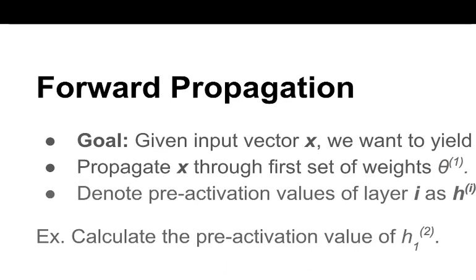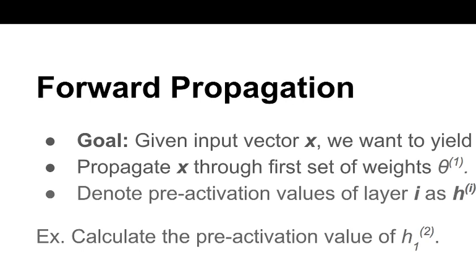And what's the goal of forward propagation? Given the input vector, which is just a regular vector, real valued, a bunch of scalars stacked on top of each other, we want to yield a mapping f theta of x. The theta just represents that the network is a function of the weights, right? So the idea is we want to propagate x through the first set of weights, theta 1, and denote the pre-activation values of layer 1 as h1.